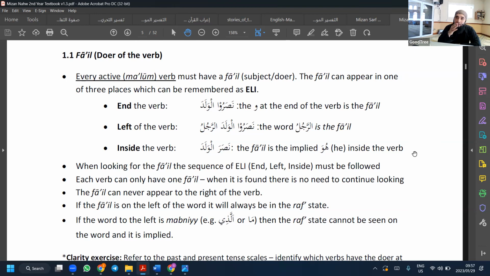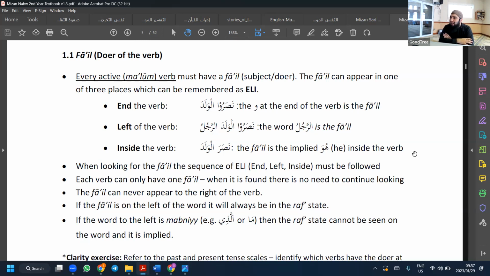If you look at ili, is anything at the end of ja'a? No. Is anything to the left of it? Below is bil Quran, which is harful jar and ism majrur, so it's not there. Where left we have inside. Inside ja'a is huwa, and that huwa refers back to the word. So it will never be on the right.